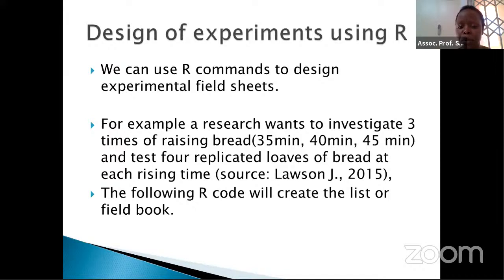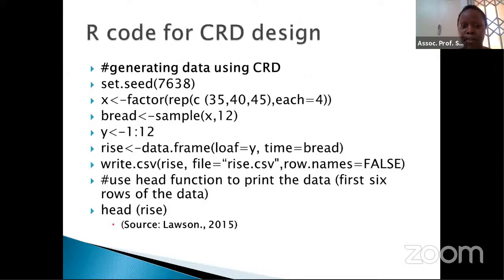Now, for us to be able to do the R code, to be able to produce a field book, which is going to be important in collecting this data, we had this script here written. The first thing we talked about is setting a seed. The seed is set so that you get the same random design every time you run these commands. If you eliminate set.seed, then you're going to have a different randomization every time you run the commands in R.